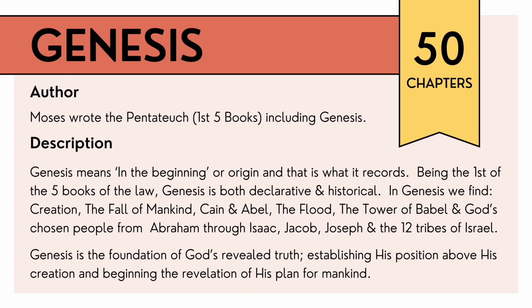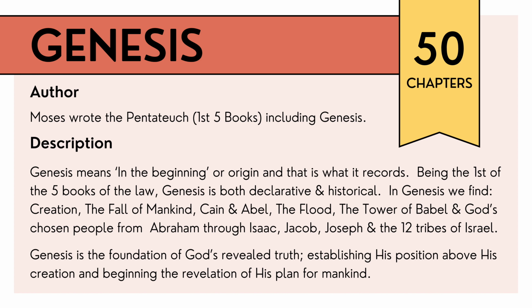Adam knew his wife again. She gave birth to a son and named him Seth, saying, For God has given me another child instead of Abel, for Cain killed him. A son was also born to Seth, and he named him Enosh. At that time men began to call on Yahweh's name.